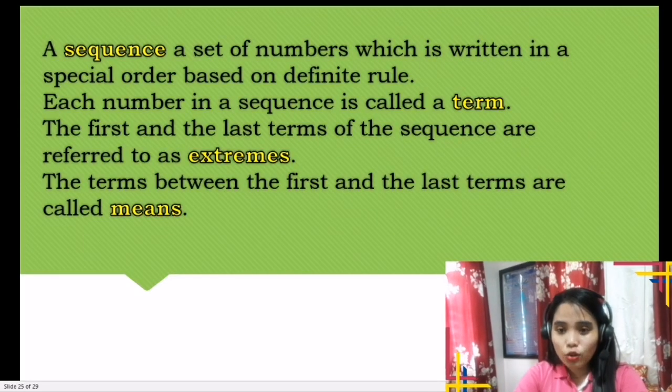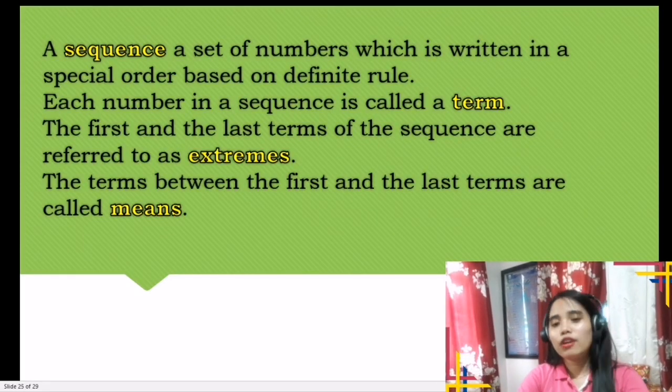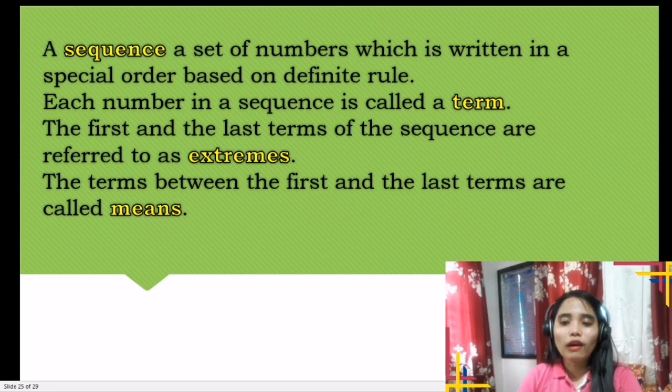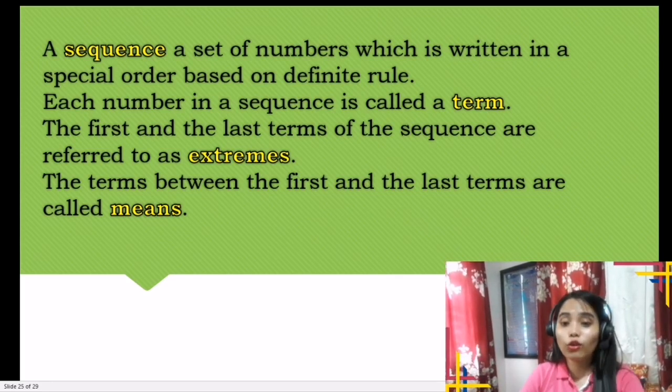Okay? So, let's summarize. A sequence is a set of numbers which is written in a special order based on definite rule. So, ano yung another term sa definite rule? We call it pattern. Okay? So, each number in a sequence is called a term. Okay? So, the first and the last terms of the sequence are referred to as extremes, while ang between the first and last terms are called means.